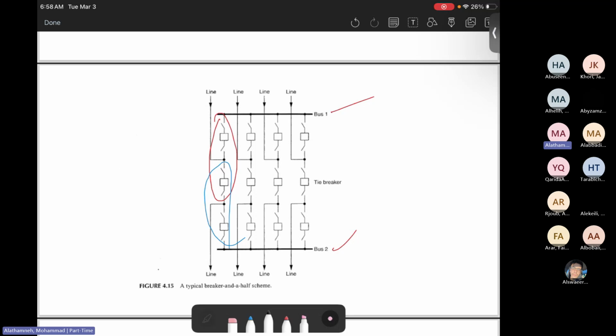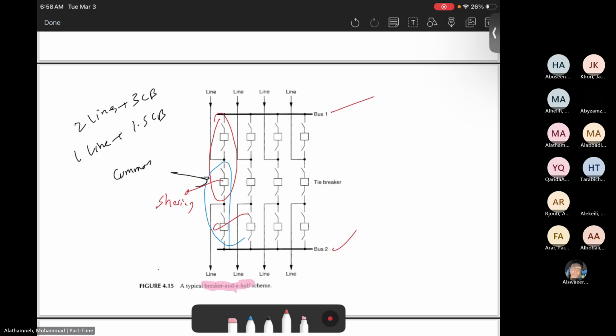breaker and a half, which means the first breaker is their own breaker, and the second one is sharing the circuit breaker. That's why we call it sharing half of the circuit breaker. Okay? That's the sharing between the breakers. That's why we call it one and a half circuit breaker.